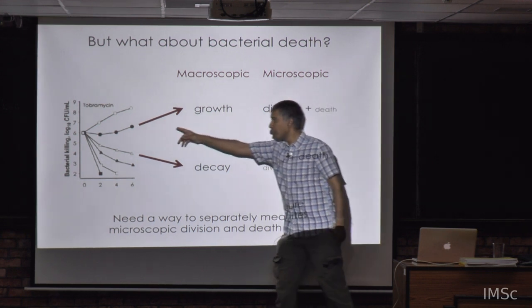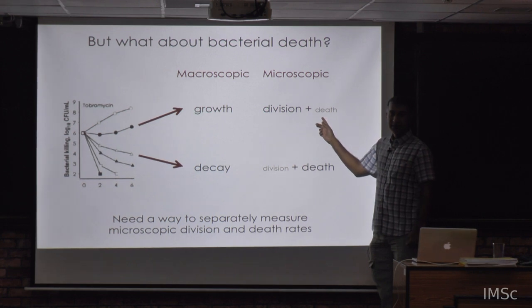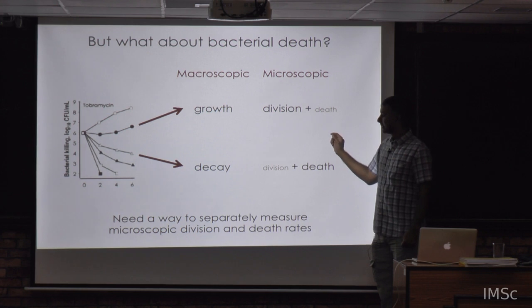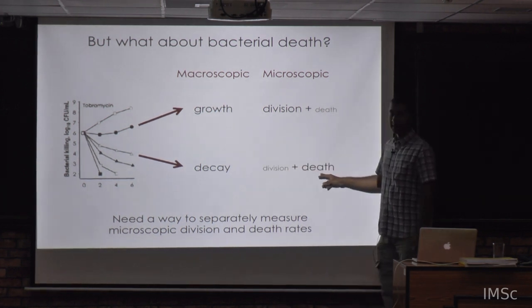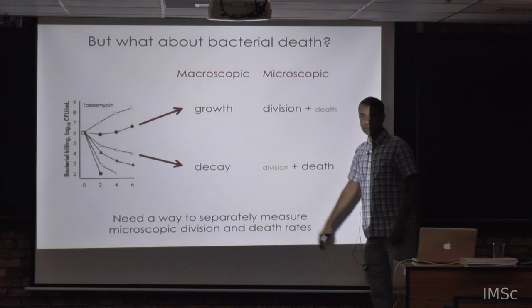So, roughly the idea is that if you see growth, then you will guess that division is greater than death. The division rate, the division probability per unit time, is greater than the death rate. But if you see decay, roughly the division rate is low and the death rate is high. Of course, the death rate may be 0 here. I am just putting it up there as a possibility; the division rate may be 0.